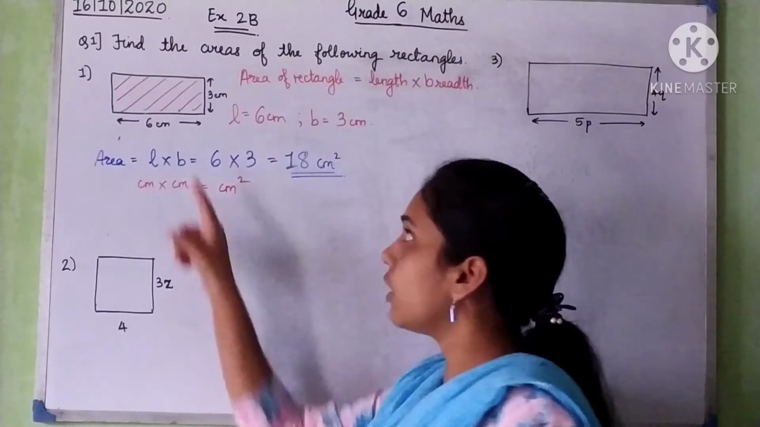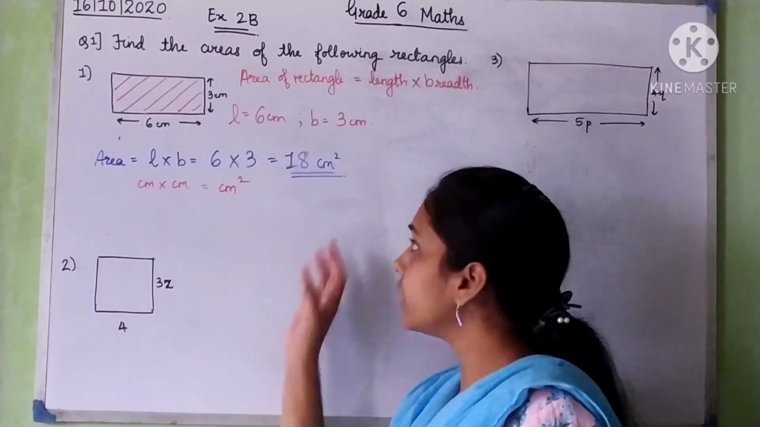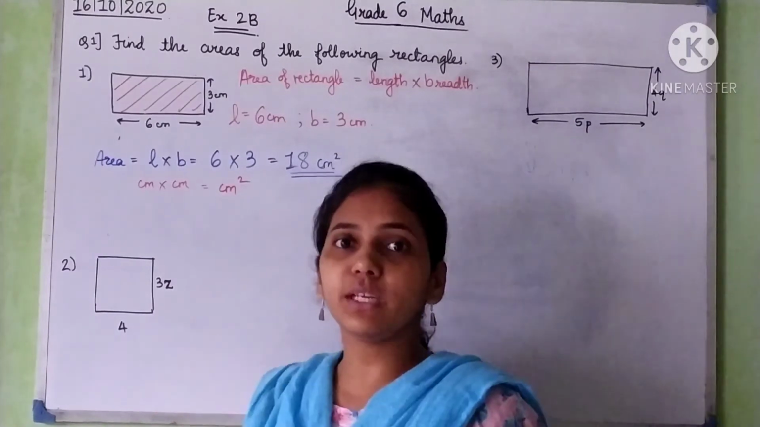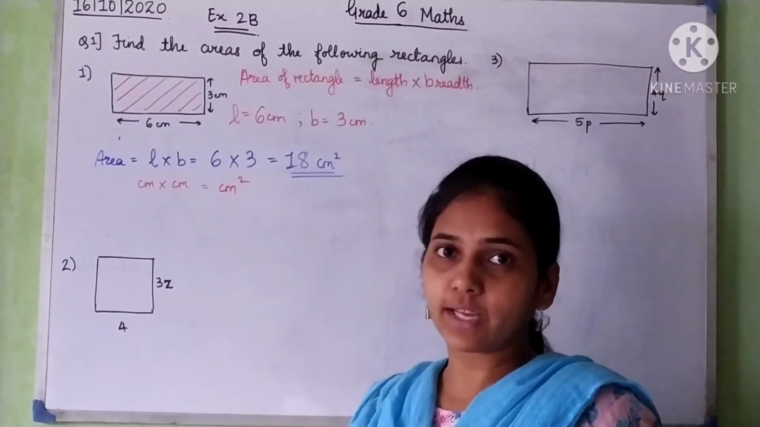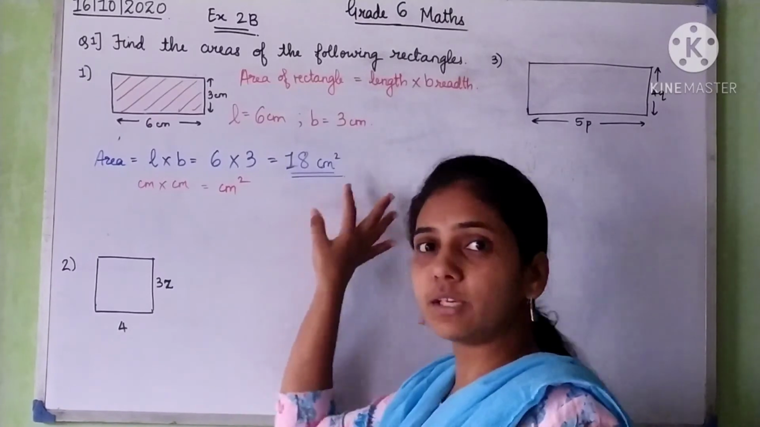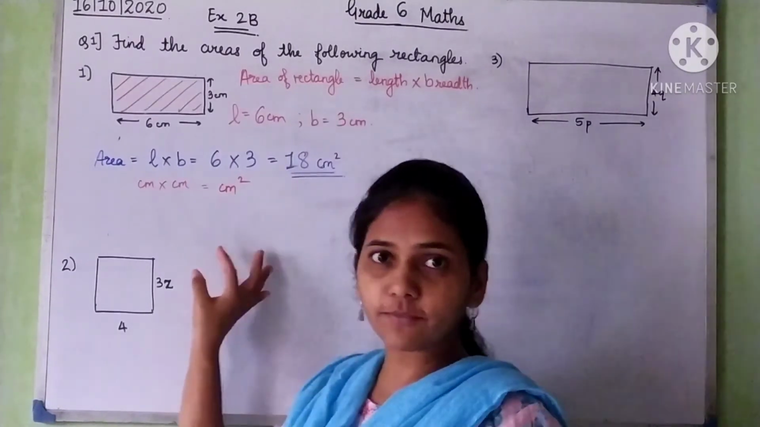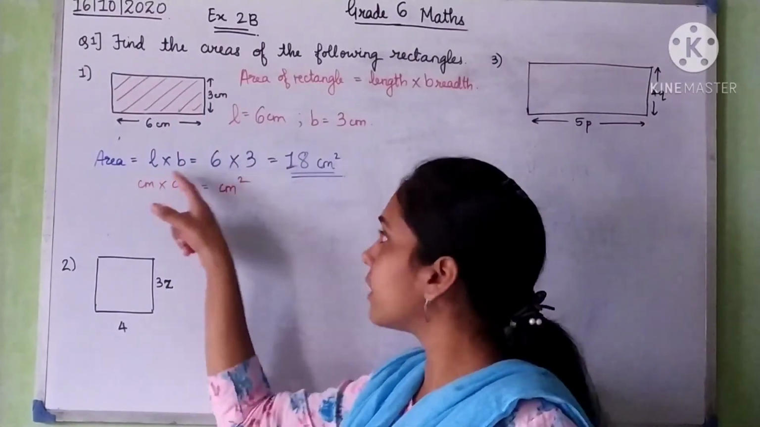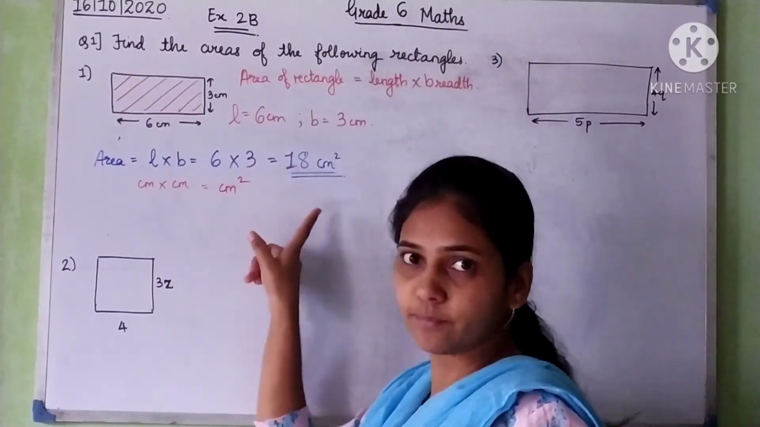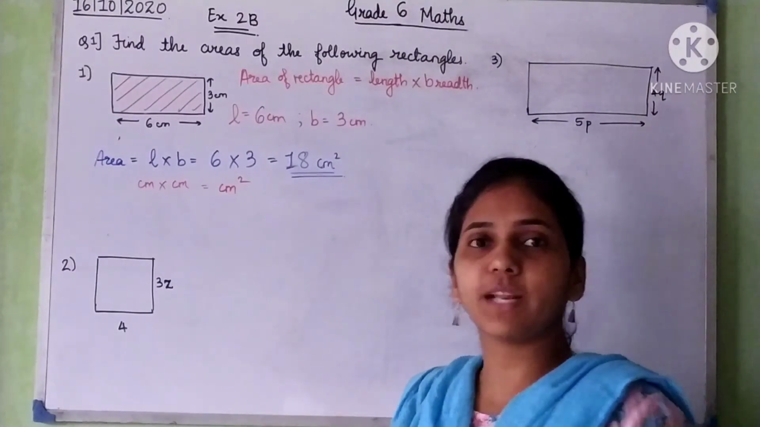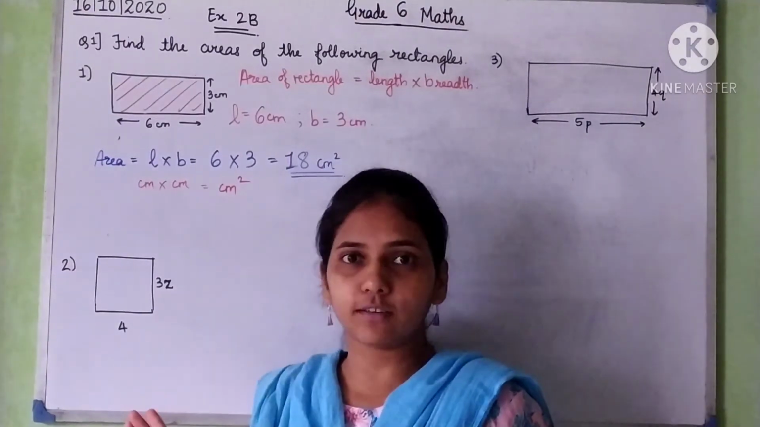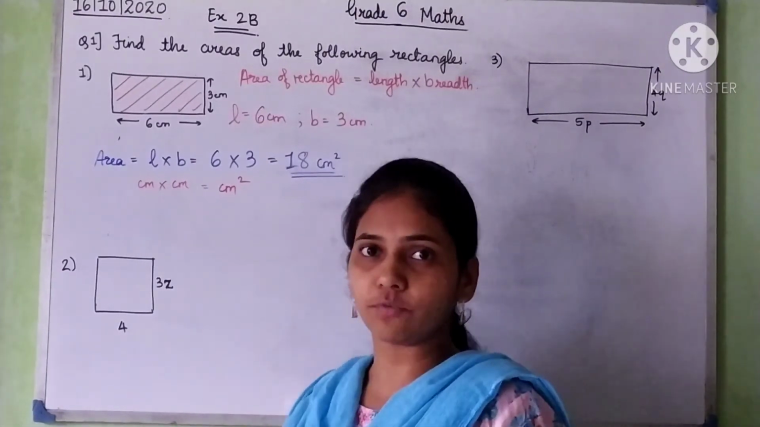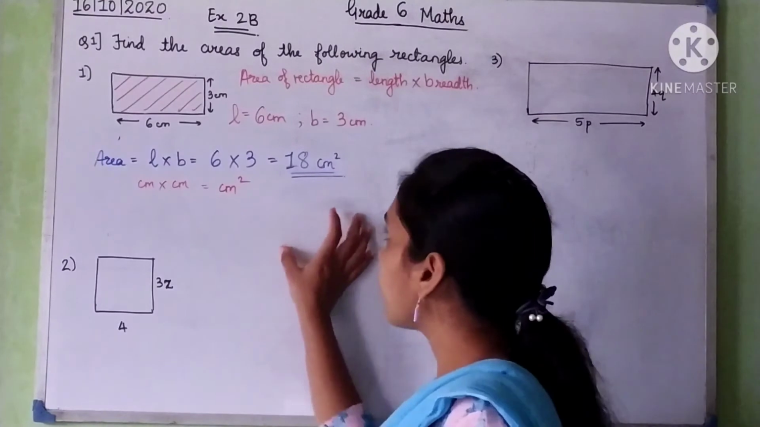The unit for the area is always in square. It is centimeter square, or it can be meter square or kilometer square, anything. If the unit of length and breadth had not been given to you, you would have just written the area as 18. If the unit is not given, you don't write the unit for the area. But if it is given, then you have to write the unit of the area also. So this was the first one.